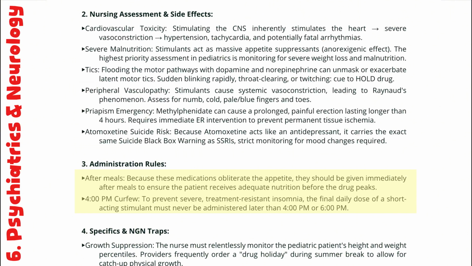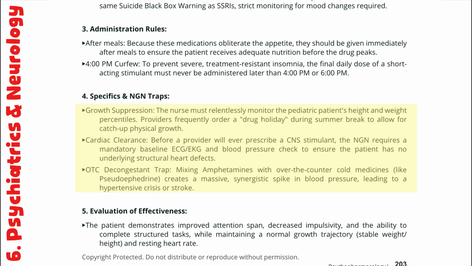Give these immediately after meals to protect nutrition, since they're appetite suppressants. Cap the last dose by 4 to 6 p.m. to protect sleep. Track growth percentiles closely. Providers often order a summer drug holiday to let a child catch back up.